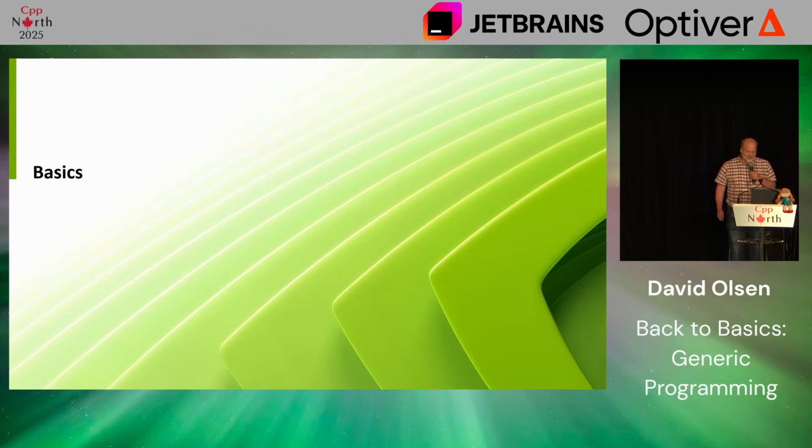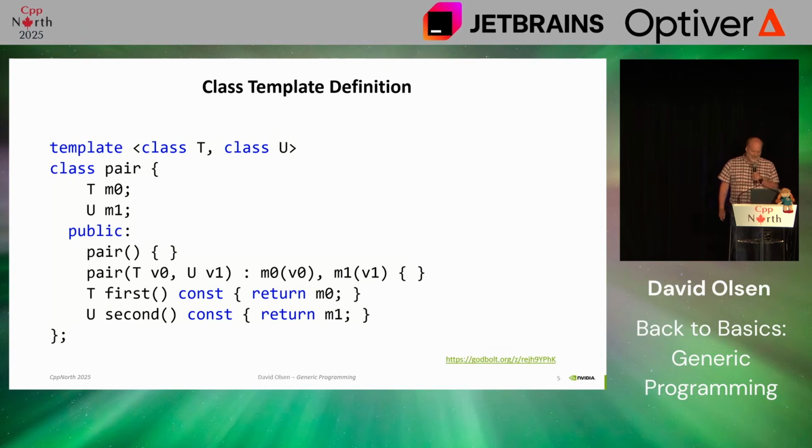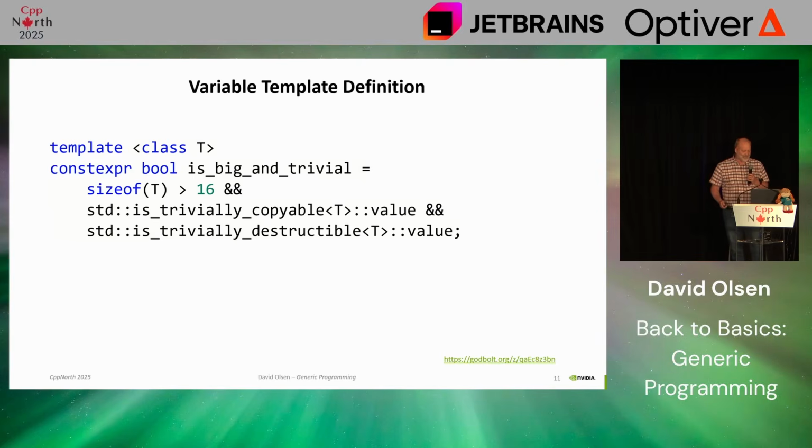Pay attention. The basics. The template keyword followed by template parameters. Lots of things can be templates. Define your templates in header files. An example of a class template. The keyword template, template parameters, use template parameters as types. You can use the keyword typename instead of class. And type alias template example, variable template example.